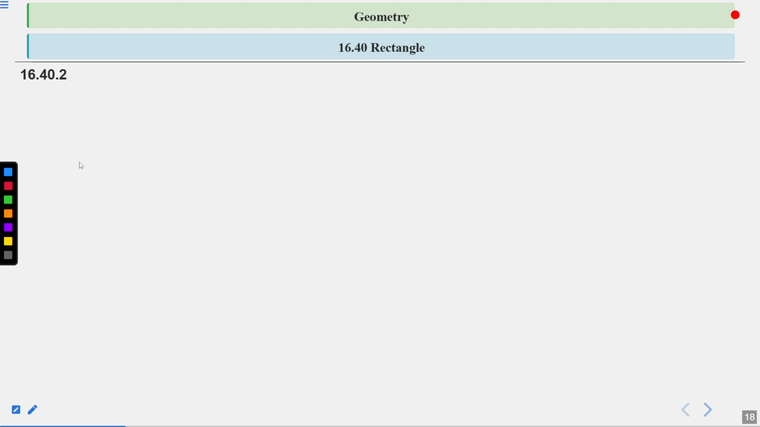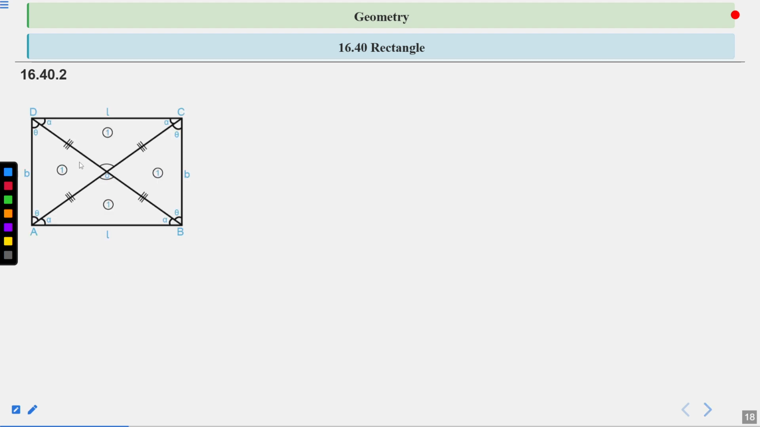Next formula of the rectangle. So this is the diagram of the rectangle. The perimeter is 2 times length plus width. We get the perimeter. Next one.